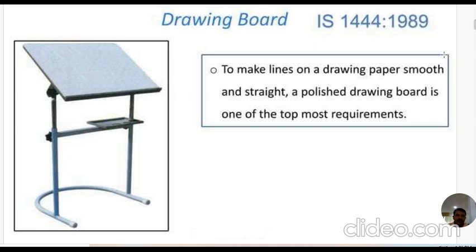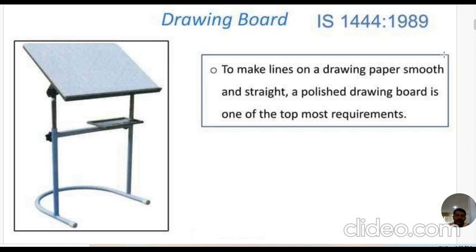So engineering students use the D2 drawing board. The D1 drawing board dimensions are 1525 into 1200 mm. The D2 drawing board dimensions are 650 into 470 mm. The tolerance on length and width of the drawing board is plus or minus 5.